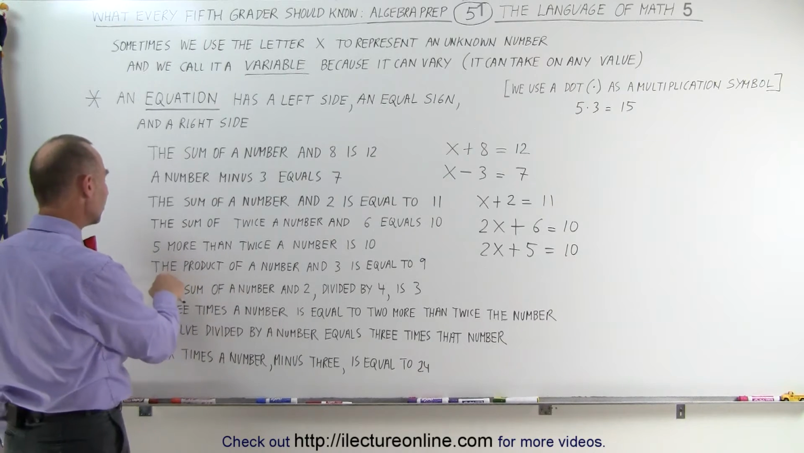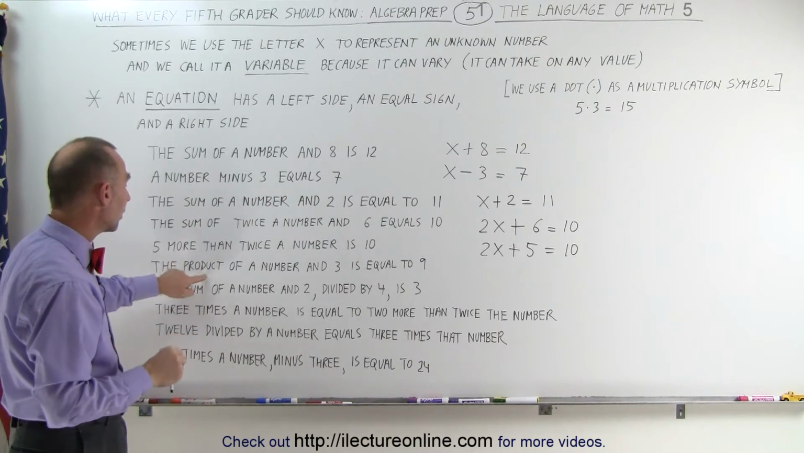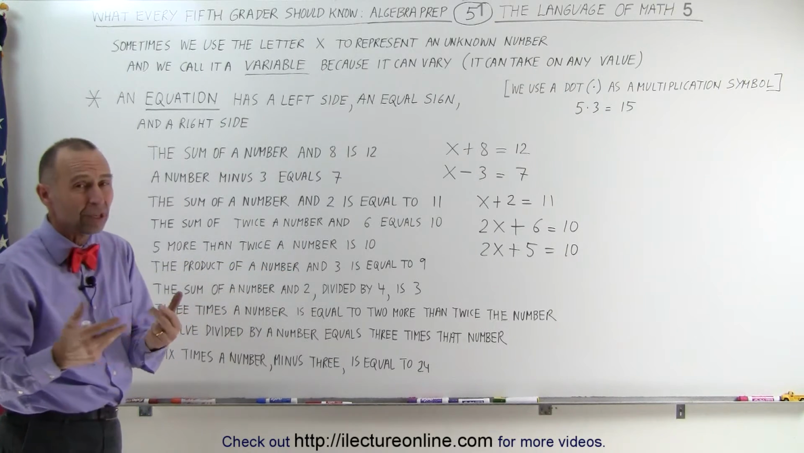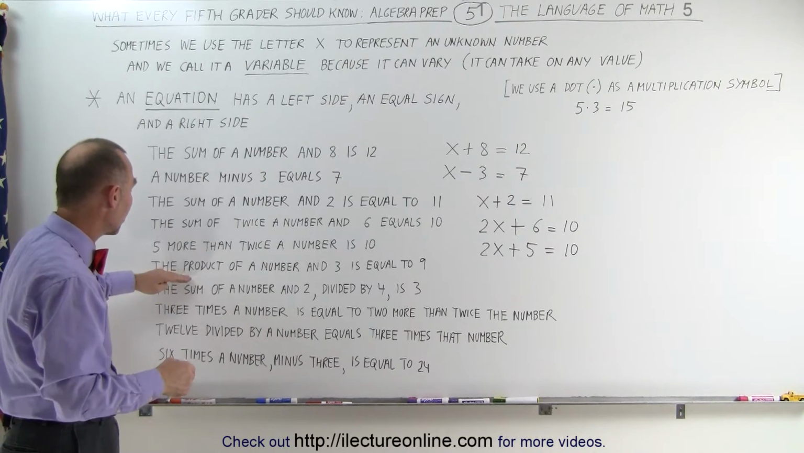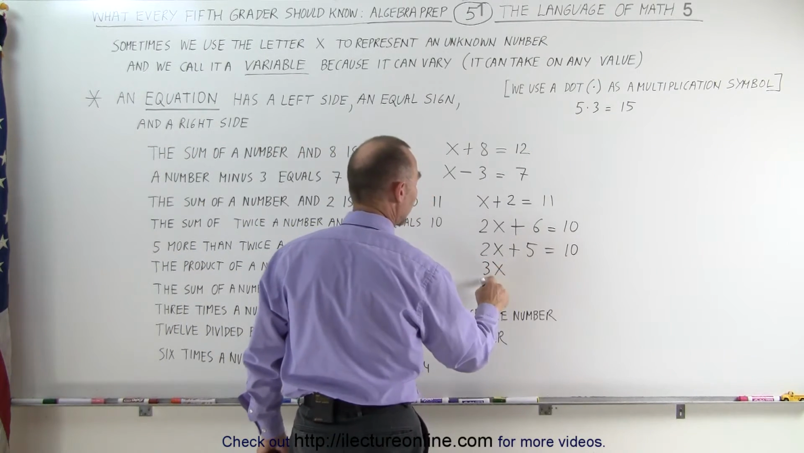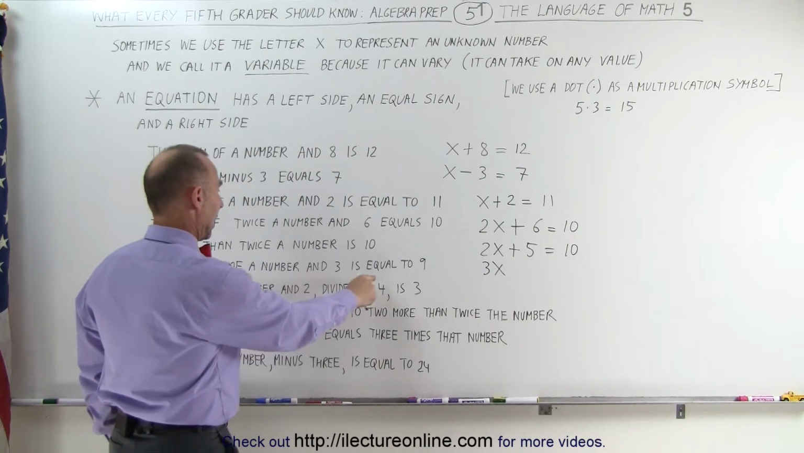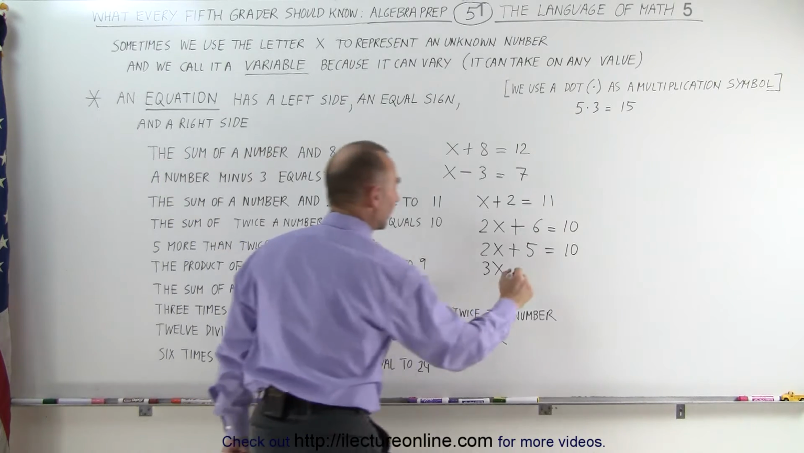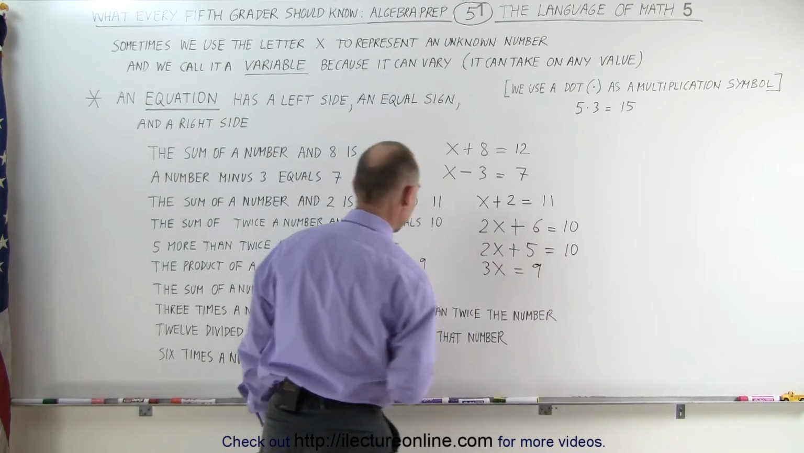The next sentence reads the product, that means multiplication, we're going to use a dot for that, the product of a number and 3, although we can say 3 times a number, 3 times x, or simply write 3x. The product of a number and 3, that means 3 times x, and we say that that is equal to 9. 3x equals 9, so 3 times the unknown number equals 9.